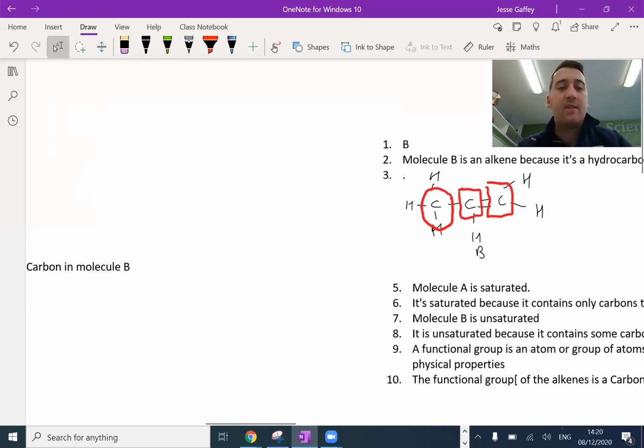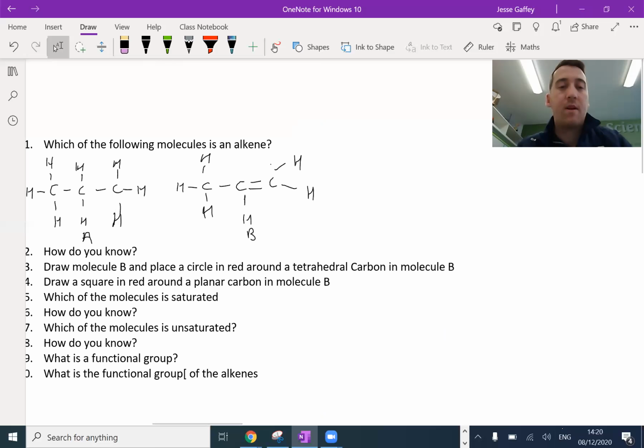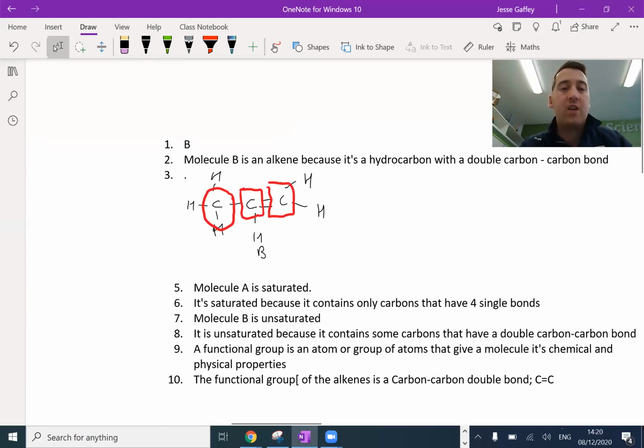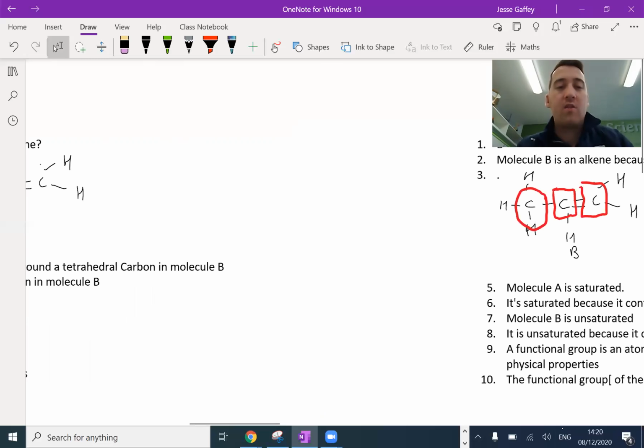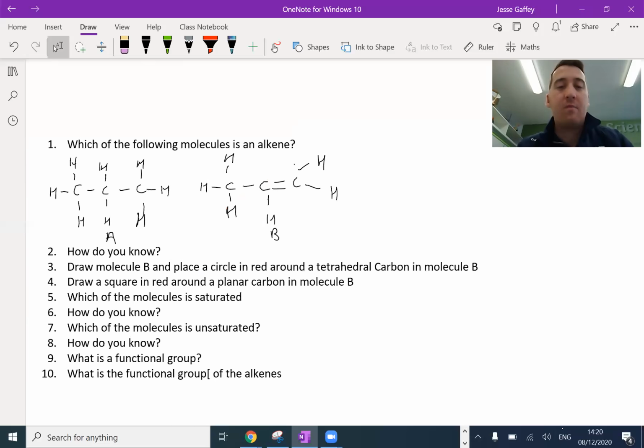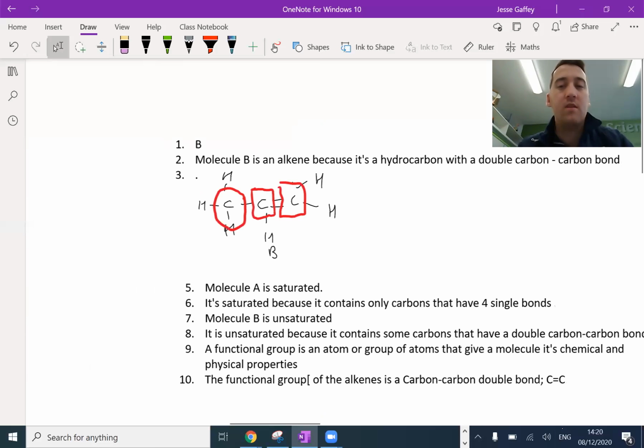It then said, for part 3, draw the molecule B and place a circle in red around the tetrahedral carbon in molecule B. So the tetrahedral carbon should be the one on the left side here, attached to 4 atoms. It then said in question 4, draw a square in red around a planar carbon in molecule B. Now there are 2 planar carbons. They are both the carbons that are attached to the double bond. So both the ones with a red square here are planar. They're attached to only 3 atoms.